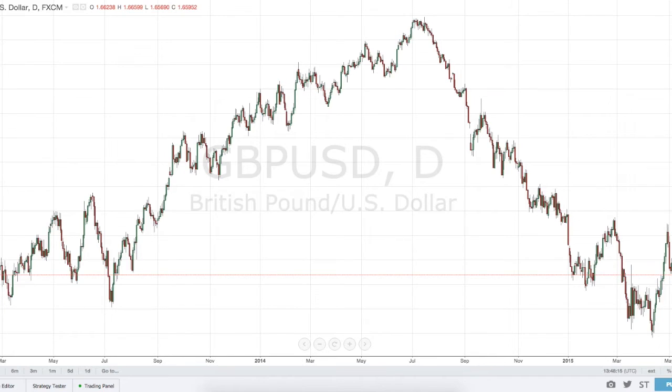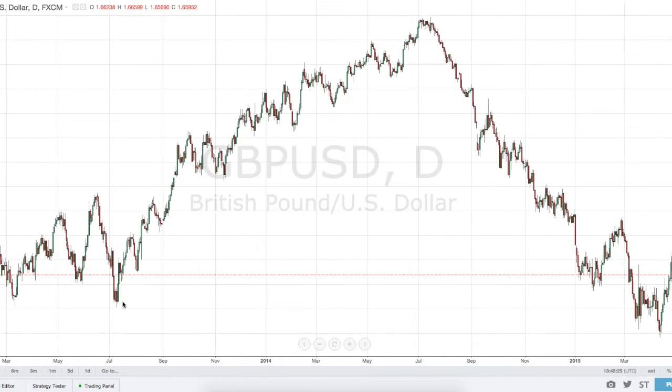This is what we're looking for, really, because that's an idea that in the future, if the price comes back down to this level, then we can keep an eye on it and see how it reacts around it, and if we get some nice price action, then we can look to trade it.